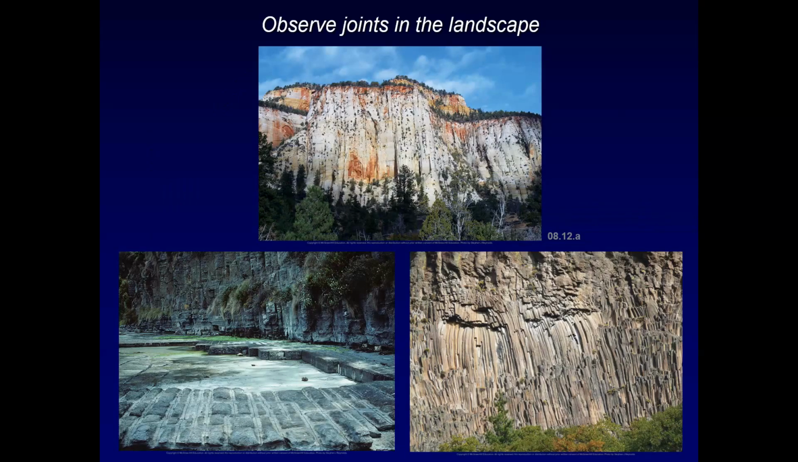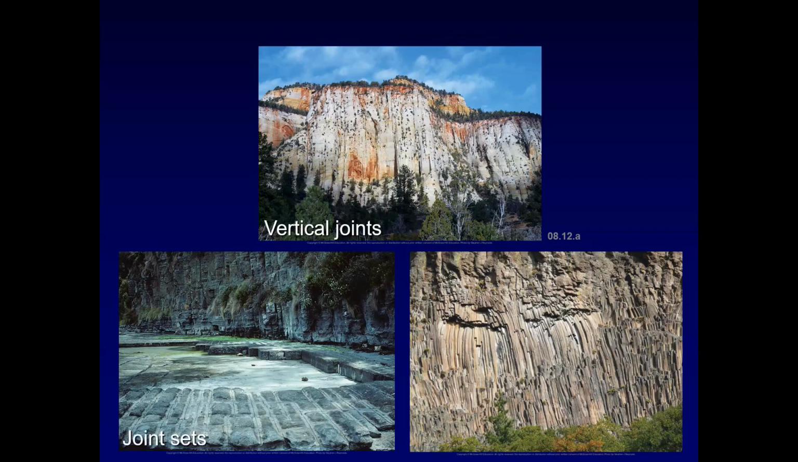All right, back to joints. We'll look at joints in the landscape, starting with vertical joints. These vertical joints cut across sandstone. This is from Zion National Park in Utah. We can have joint sets. Joints generally do occur in sets, which can cut layers into a series of rectangular blocks. This is in Tasmania. This almost looks man-made, but it's not. Or we can have these columnar joints with cooling and contracting of solidified igneous rocks.